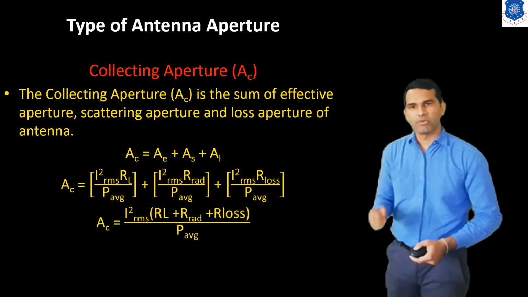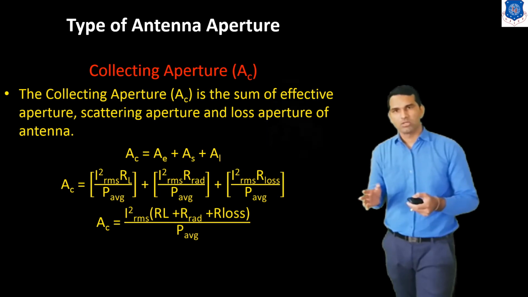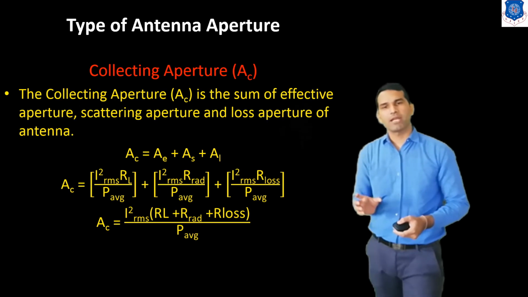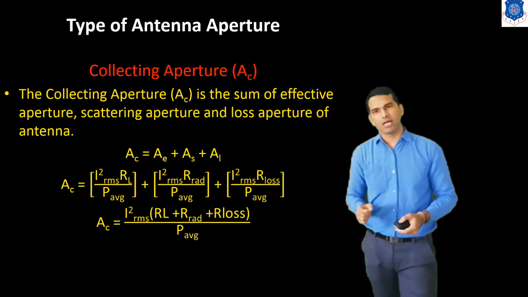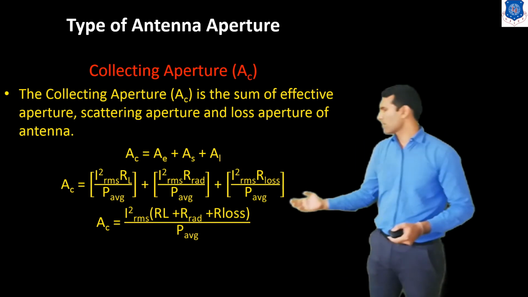Here we have taken I square RMS as common, so we can write this equation as AC equals I square RMS into bracket RL plus R radiate plus R loss upon P average. So this is the collecting aperture equation.